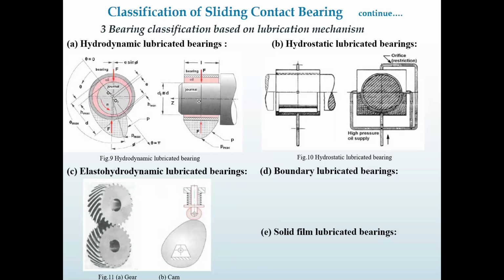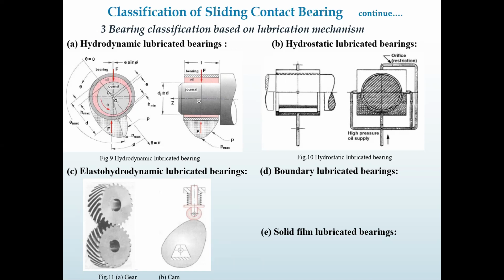In hydrodynamic lubrication, the two surfaces in relative motion are separated by a relatively thick film of fluid, so as to prevent metal to metal contact. This separation between the two surfaces occurs due to the hydrodynamic action of the fluid. That's why it is called thick film lubrication or hydrodynamic lubrication.